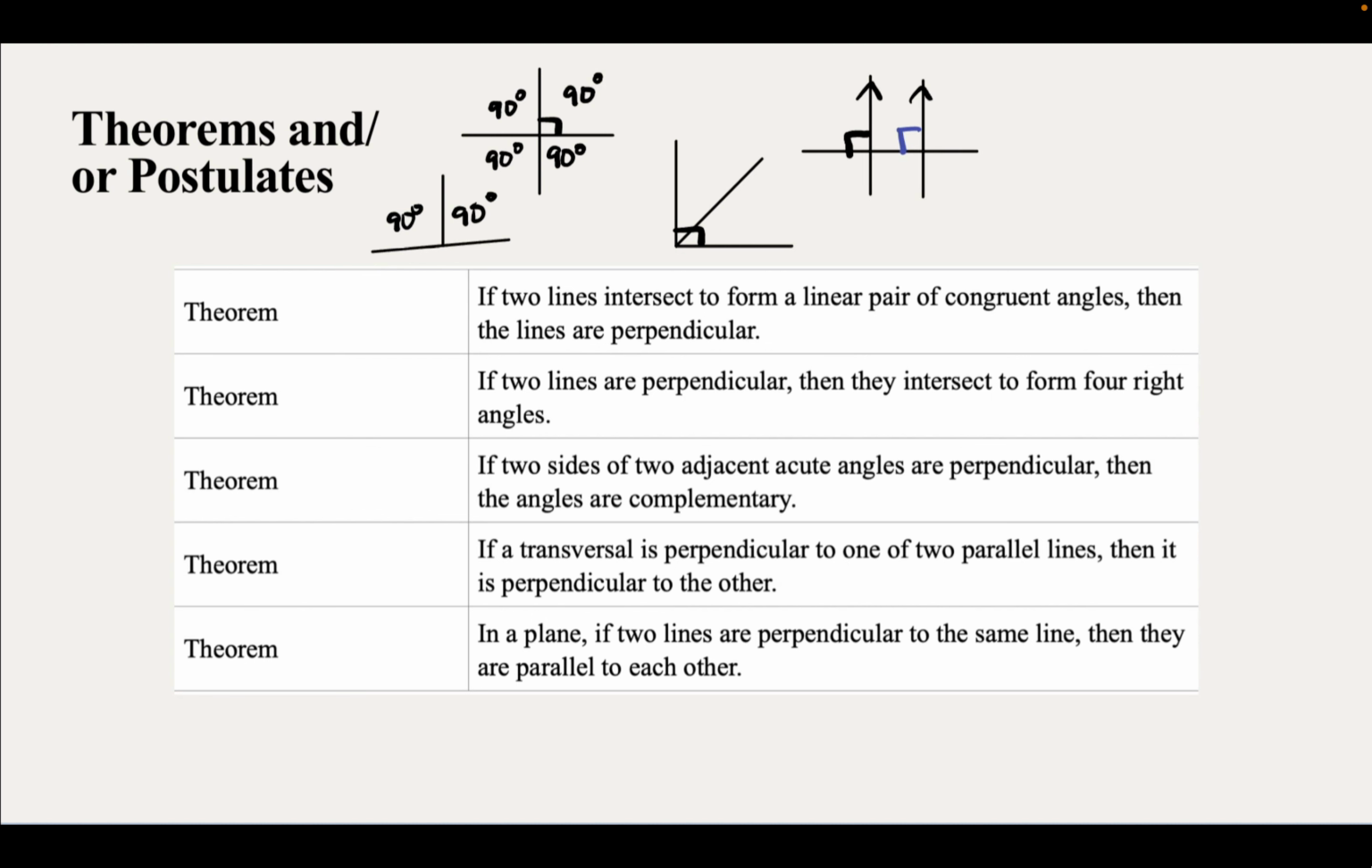And the last one, in a plane, if 2 lines are perpendicular to the same line, then they are parallel. So I have 2 lines that are perpendicular to the same line. So both of those 2 lines are perpendicular to the same line. That tells me that the lines are parallel. The last 2 theorems are really similar to each other.